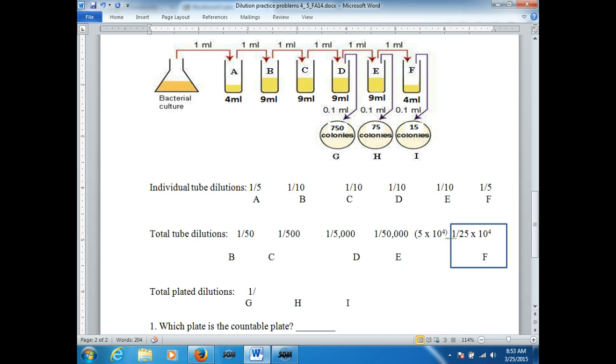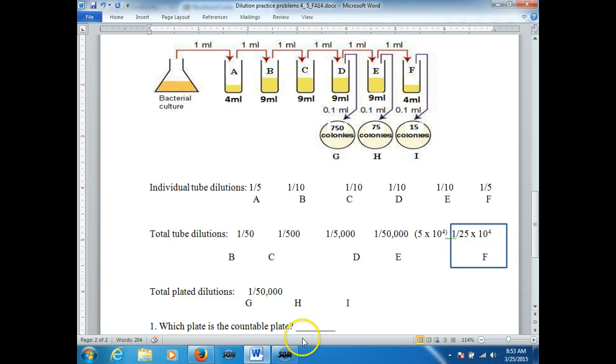So it would be 5,000, but since we only took 1/10 of a mil out, we need to multiply by 10, right? So in this case, it's going to be 50,000. Since D is 5,000, what actually got plated on G is a dilution factor of 50,000 because we only took a tenth of the sample. So we multiply by 10.